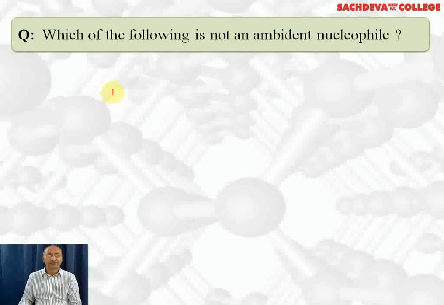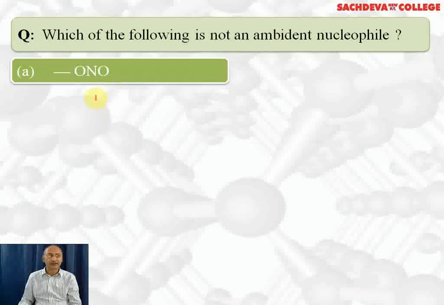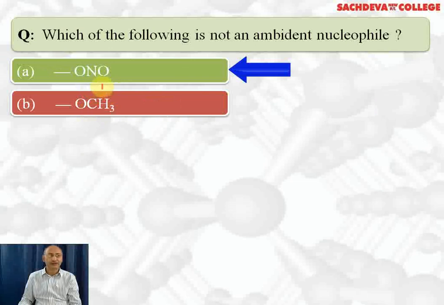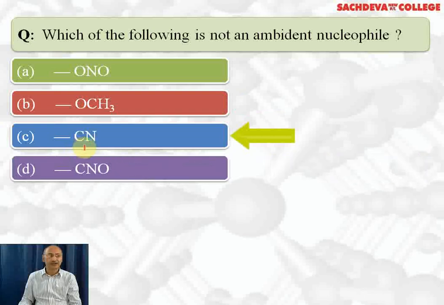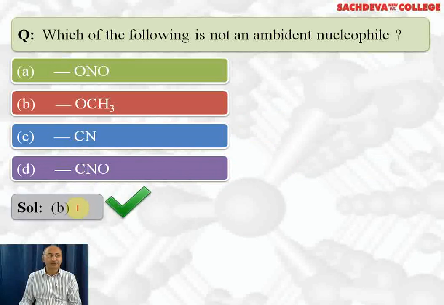Which of the following is not an ambident nucleophile? ONO is an ambident nucleophile because it can link through oxygen as well as nitrogen. OCH3 is not an ambident nucleophile, it can link only through oxygen. Cyanide is an ambident nucleophile, it can link through carbon or nitrogen. Cyanate is also an ambident nucleophile, it can link through oxygen or nitrogen. Correct answer is B part. OCH3 group is not an ambident nucleophile.